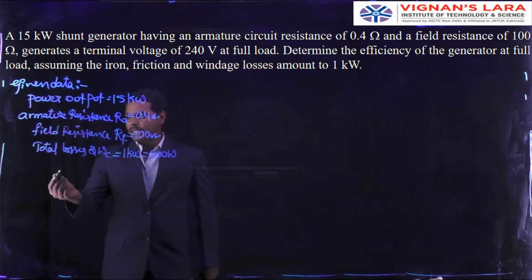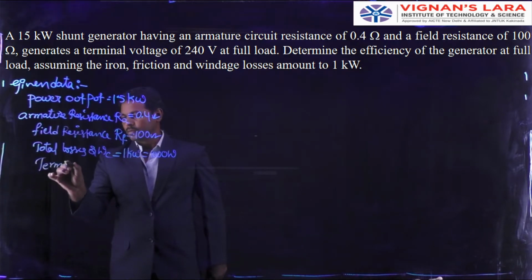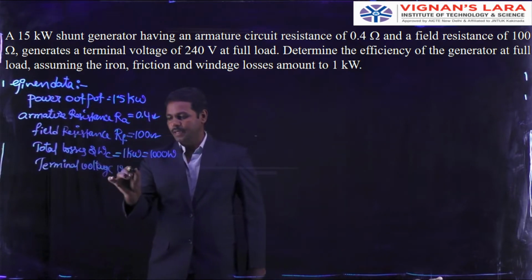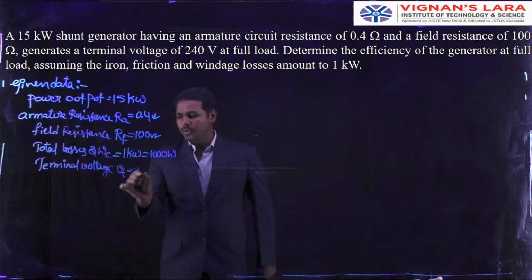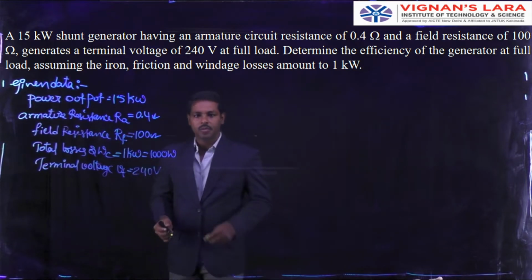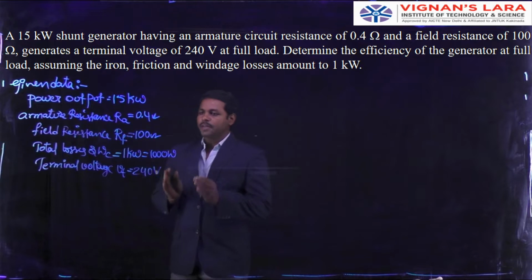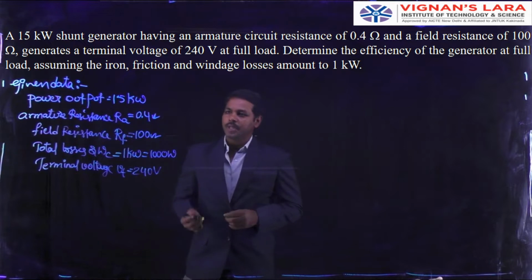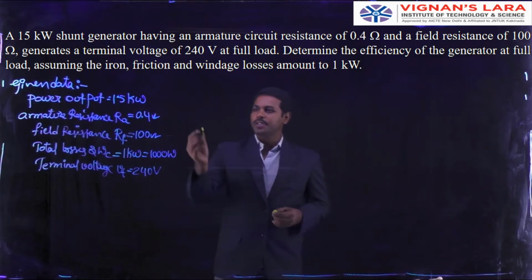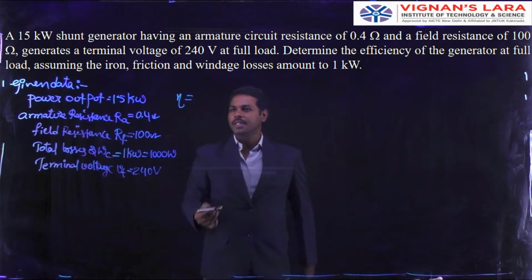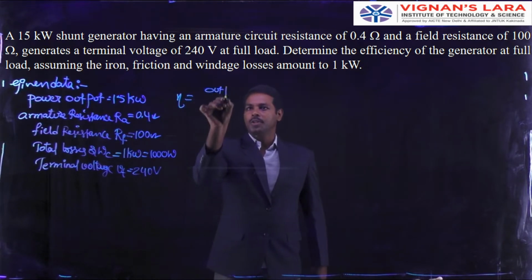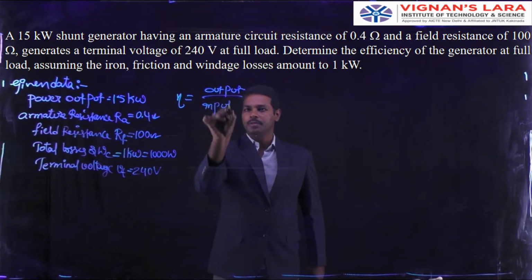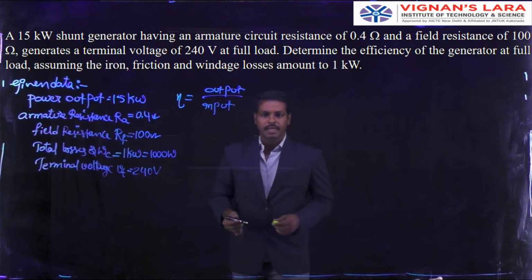The terminal voltage, denoted by VT, is equal to 240 volts. In this, we can find out the efficiency of a DC generator. Efficiency is equal to generator output divided by generator input.